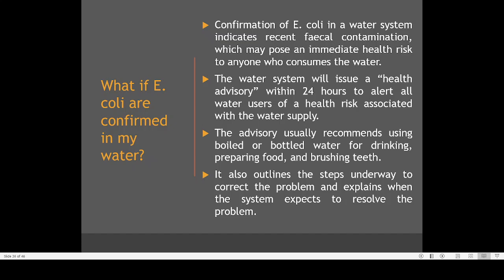The water system will issue a health advisory within 24 hours to alert all the water users of the health risk associated with the water supply. Sometimes you might read in the newspaper that this water may be contaminated. It is important that you boil the water before drinking. This is especially important during the rainy season.